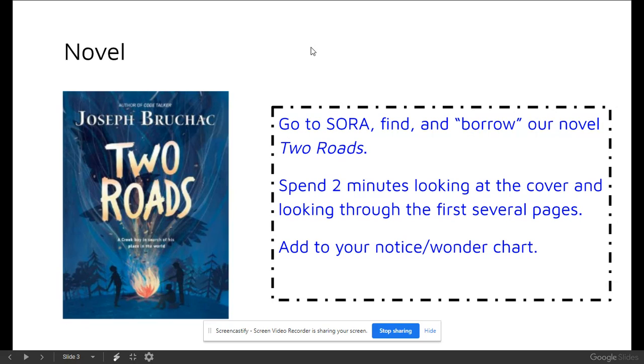So some of the things that we noticed were the fire, that there were 3 people, looks like they're in the woods. There is like the shadow of a big bird behind the title. Some things that were wondered: why are they in the woods? What's up with the bird? Who are these people? You can have your own thoughts.